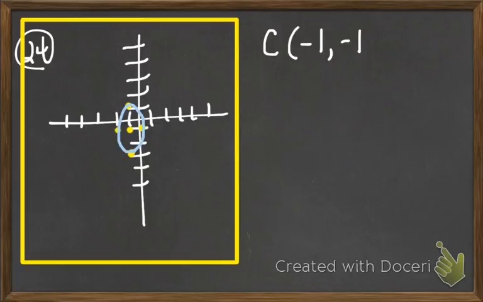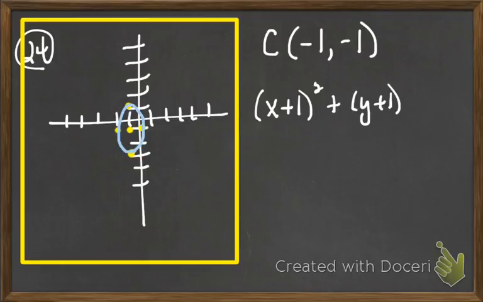-1, -1. So you're going to have x plus 1 binomial squared plus y plus 1 binomial squared is equal to 1. So you'll use your center to get that part, and then you'll use your graph, count left and right, square that number. Left and right squared is 1. Up and down squared is 4.